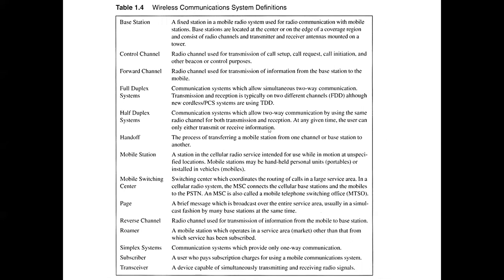Okay. Now, the base stations consist of the following parts: radio channels, transmitter and receiver antennas mounted on a tower. So first of all, the base station is a fixed station used for radio communication with mobile stations, okay? Base station locations may be at the center of the cell or at the edge of the coverage region.